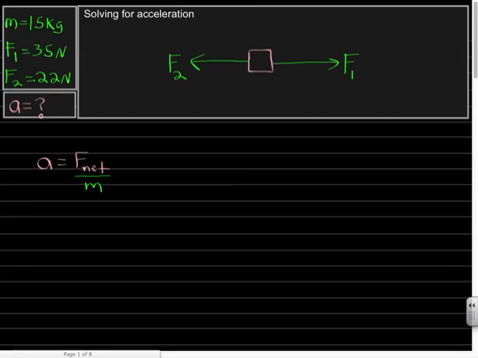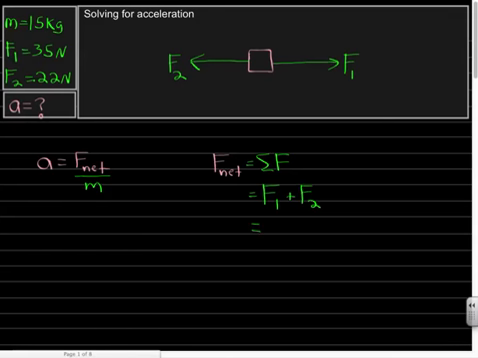So the first thing we need to do is find the net force. So we come over here and say the net force is equal to the sum of all the forces. So let's sum up all the forces. We have F1 plus F2. That's going to equal our net force.